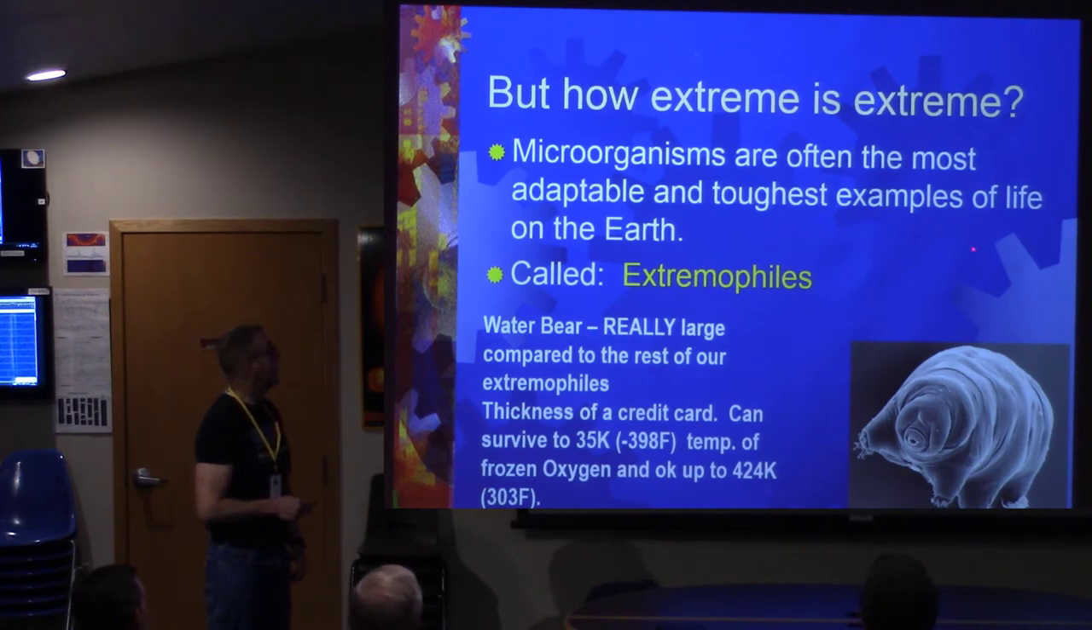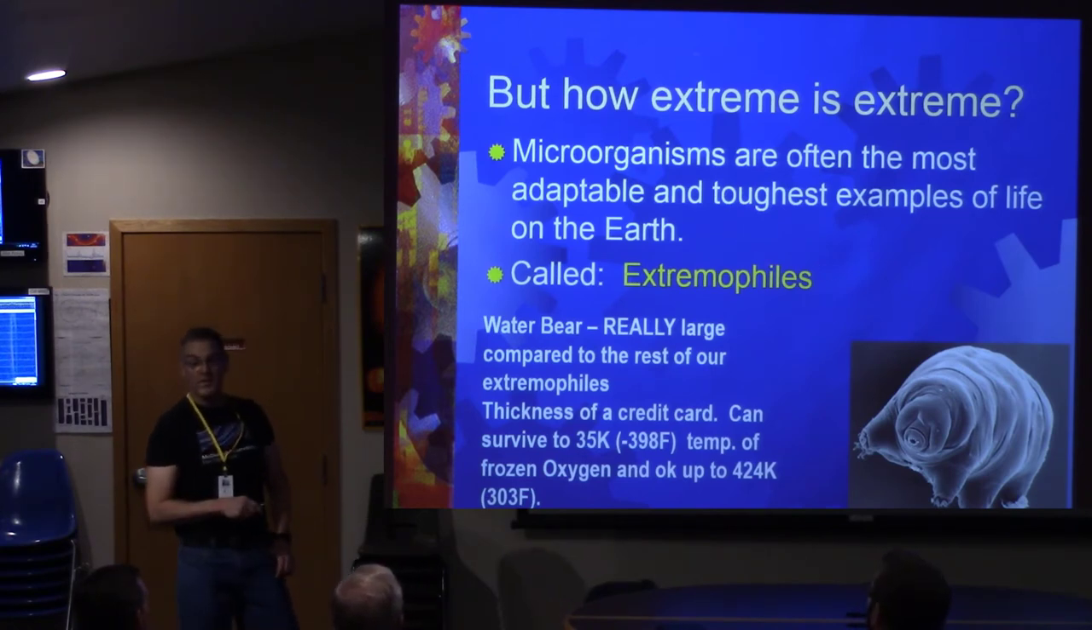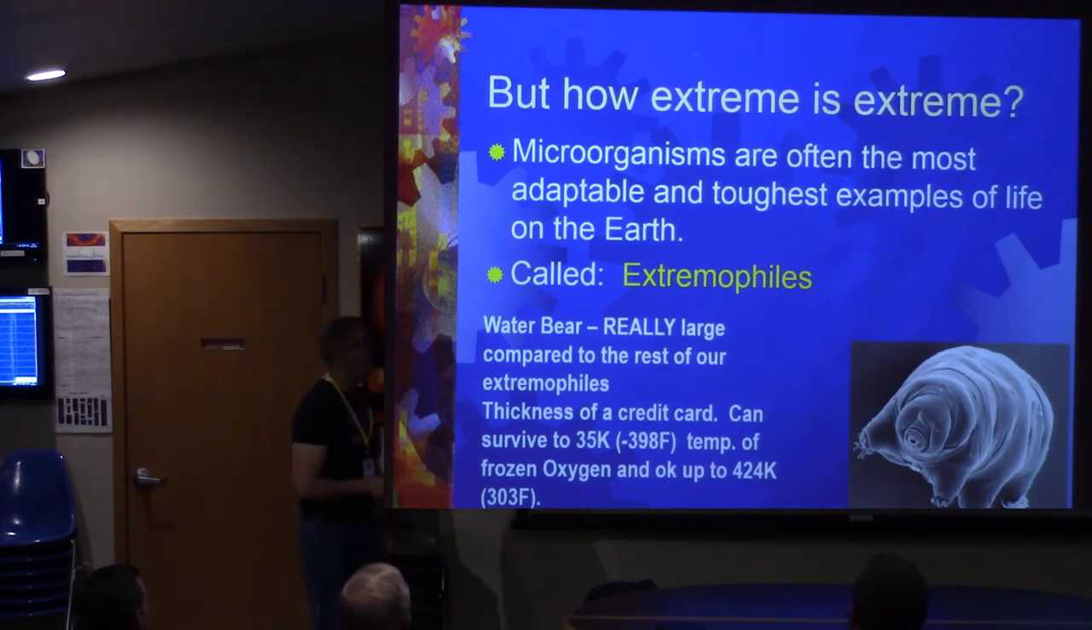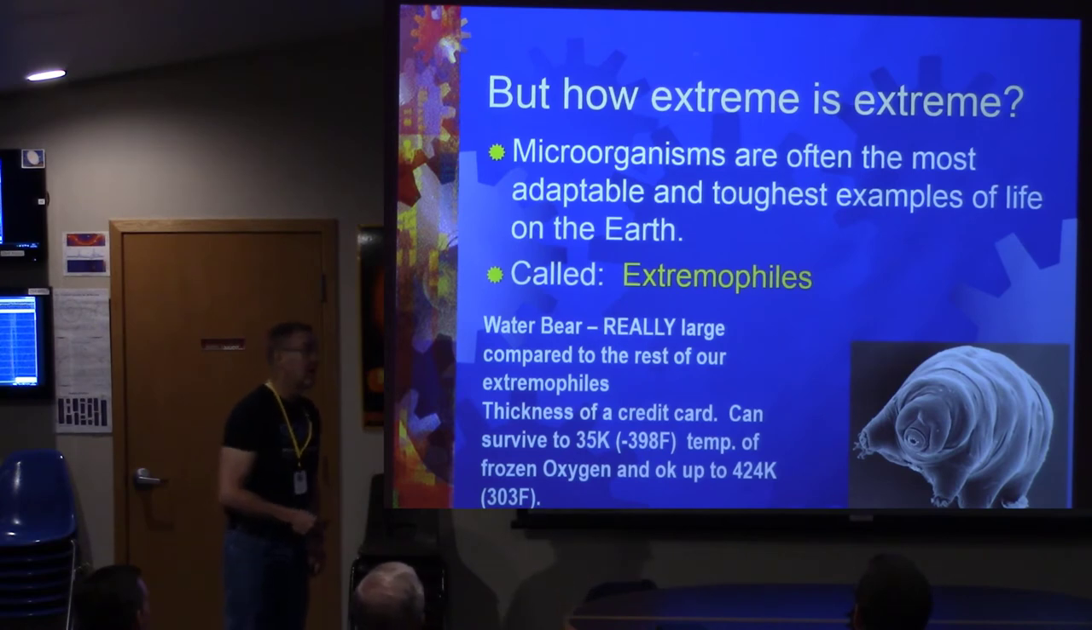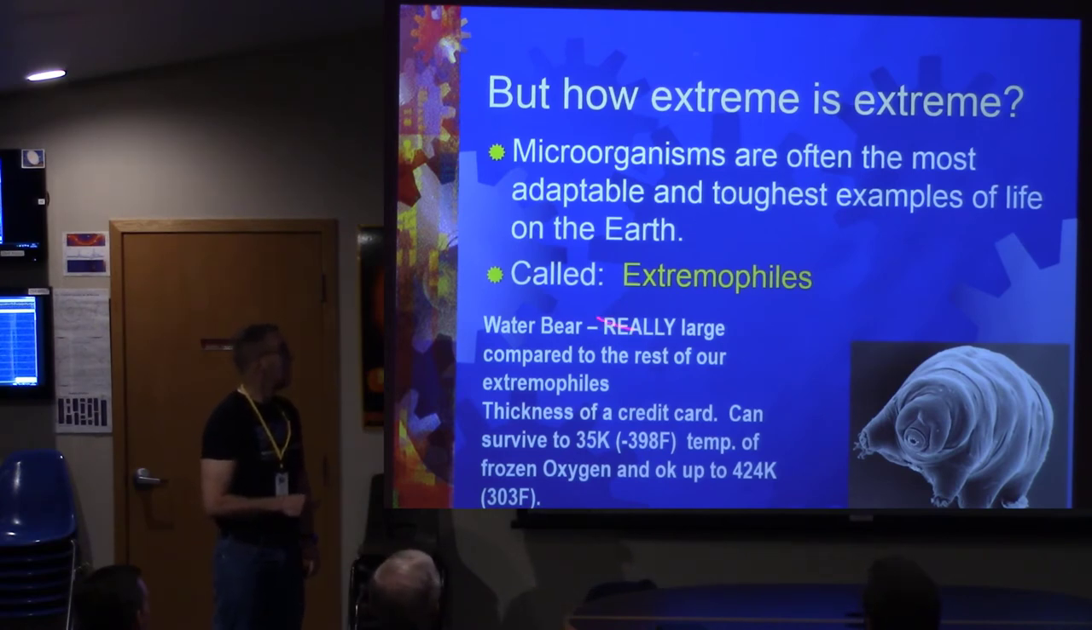Microorganisms are often the most adaptable, toughest examples of life on Earth. We call these extremophiles, which, believe it or not, even though this is the great catchphrase for the past couple decades, the SETI folks are starting to move away from this phrase because putting life into categories like this ignores that it really is a continuum. And it kind of limits how we focus. But it was important to... 35 Kelvin? Down to -398 Fahrenheit. These little water bears can survive.